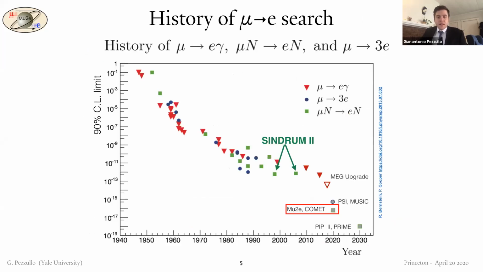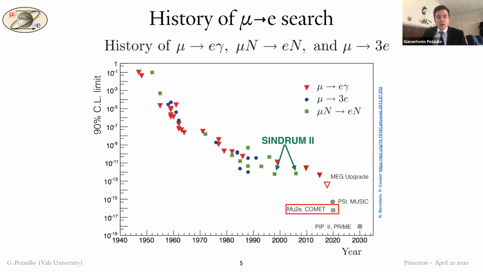Here on slide number 5, you can see a chart with the history of the limits that have been imposed on charged lepton flavor violating processes in the muon sector. You can notice these green squares, which represent the current limit on muon conversion set by the SINDRUM II experiment at the level of about 10 to the minus 13.